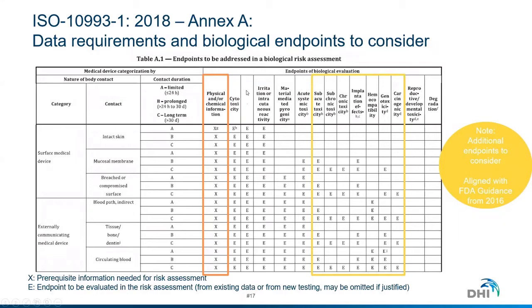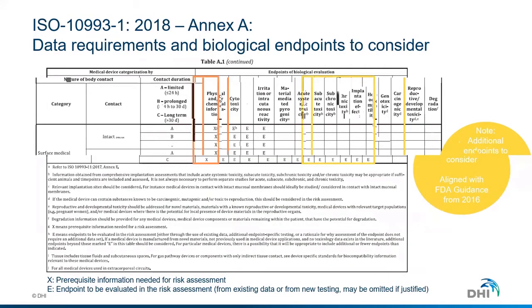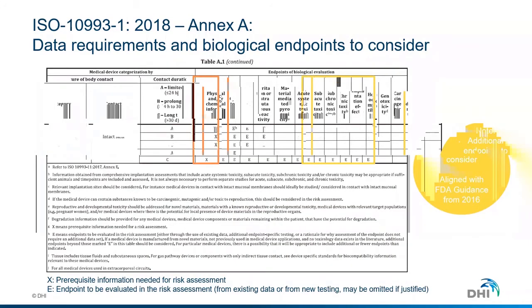When you have categorized your device, there's a table in Annex A of the standard that outlines which endpoints to evaluate. That's what E stands for in this table. E stands for evaluate, not necessarily testing, but evaluating. And the only X's, the only mandatory part, is the physical and chemical information. If you have worked with the previous version of the standard, you will notice that over here in this area are the new, updated endpoints to consider, which are aligned with the FDA guidance from 2016. So for some device types, there are more endpoints to consider according to the updated standard. And the same goes for the implantation devices.